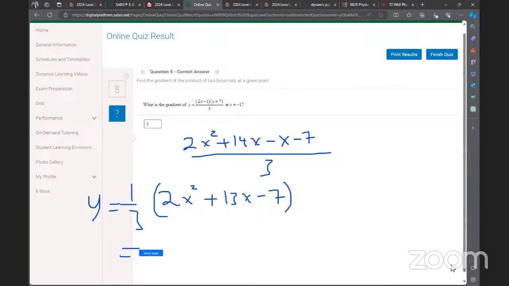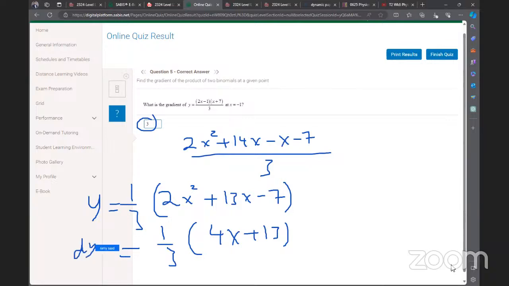Okay, so it will be 1 over 3 times 4x plus 13. And now substitute x by negative 1. So yes, it will be 3. I'm really, really sorry. I forgot to make dy over dx.